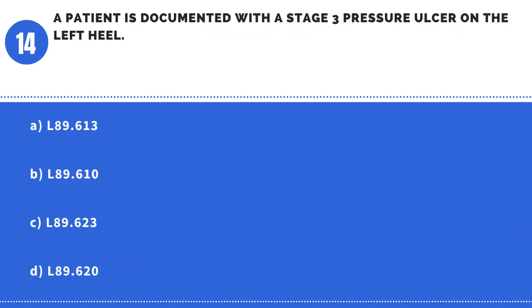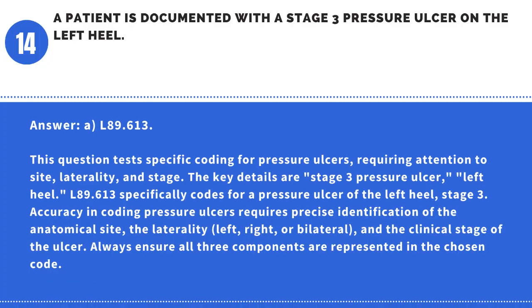Question 14. A patient is documented with a stage 3 pressure ulcer on the left heel. A. L89.613. B. L89.610. C. L89.623. D. L89.620. Answer: A.